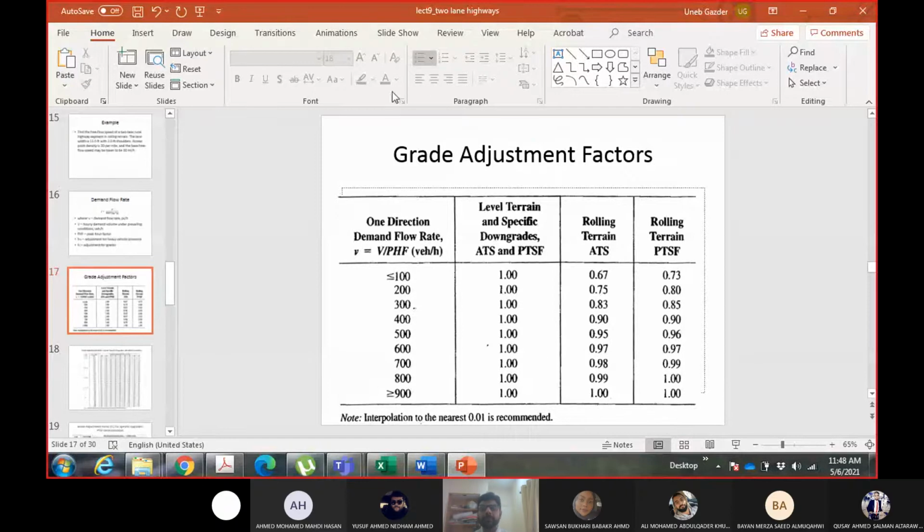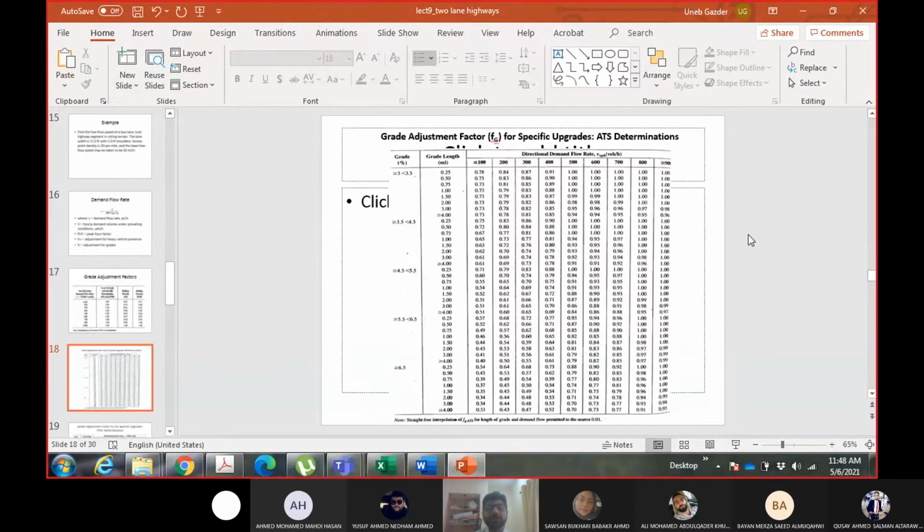Okay, now if you have rolling terrain calculating ATS, this is the factor. If you have rolling terrain calculating PTSF, this is the factor. So you have to see the class of highway, and from the class of highway you would know whether you need ATS or PTSF or both. And this is the factor if you have upward gradient. In fact, the table for FG for upward gradient.